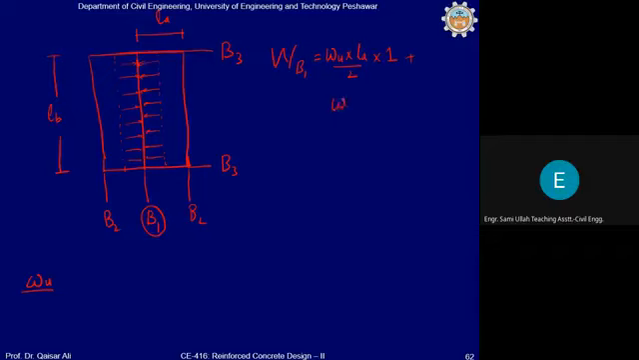plus, because this distance is LA by 2 and this distance is also equal to LA by 2. So this is from one panel and plus WU LA by 2 multiplied by 1. This is from the second panel. Okay. And this one is the coefficient because all the load is transferred along the shorter direction.